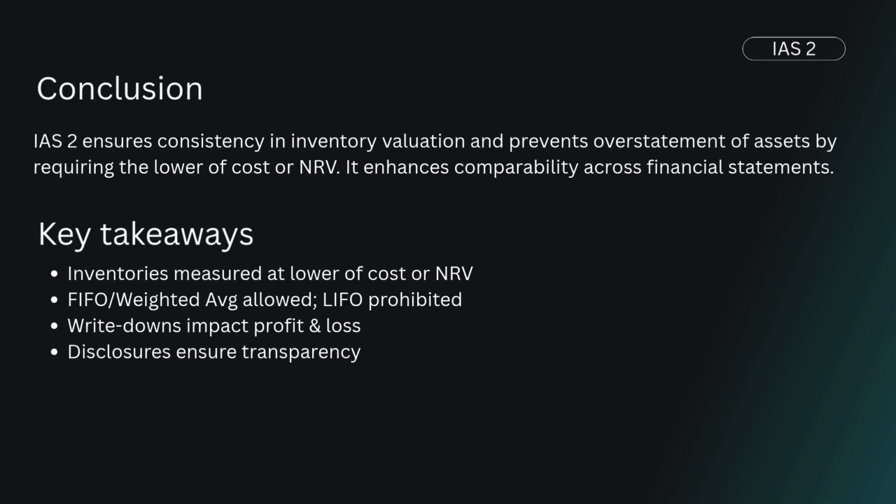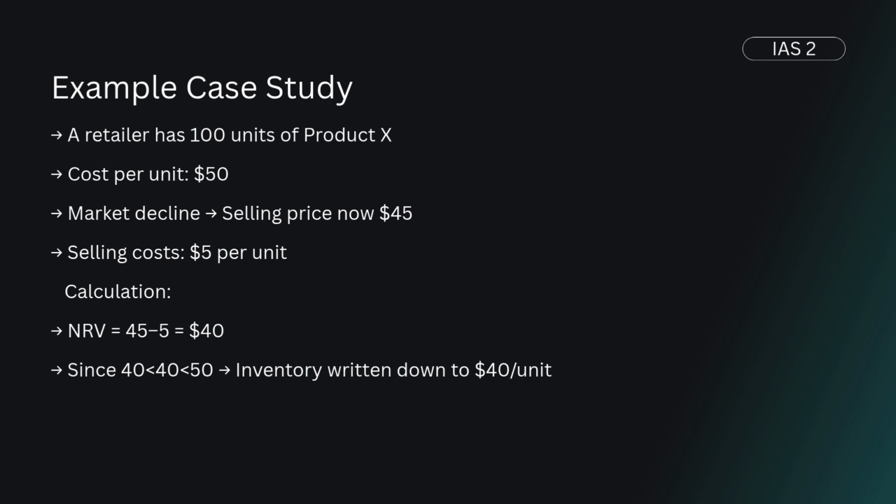Conclusion. IAS 2 ensures consistency in inventory valuation and prevents overstatement of assets by requiring the lower of cost or NRV. It enhances comparability across financial statements. Key points of IAS 2. 1. Inventories measured at lower of cost or NRV. 2. FIFO and weighted average allowed, LIFO prohibited. 3. Write-downs impact profit or loss. 4. Disclosures ensure transparency.